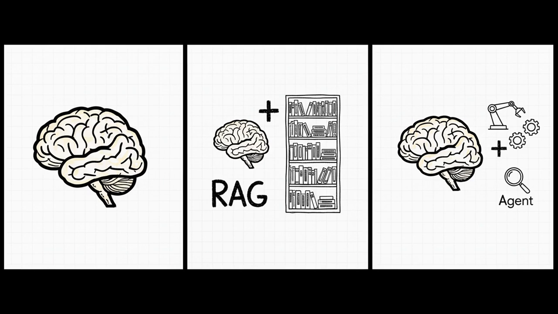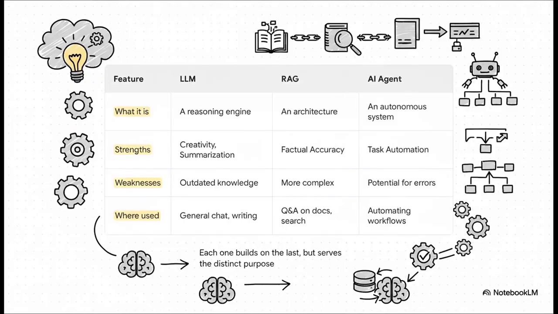Okay, so the brain with a library, and the brain with hands and tools. We've met the whole family. Now let's put them all on one chart so we can see exactly how they stack up against each other. When you look at it like this, you can really see the evolution, can't you?